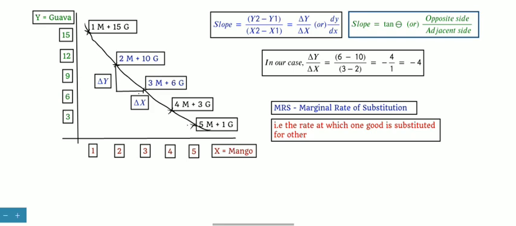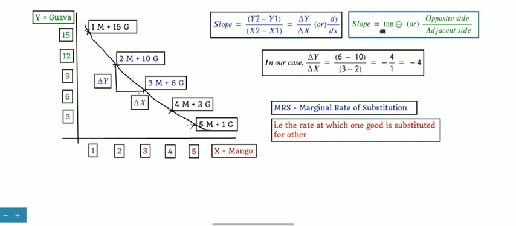So slope is found by the formula y2 minus y1 divided by x2 minus x1. We can write it as change in y. That is y2 minus y1 means change in y. And x2 minus x1 is change in x, that is represented as delta y by delta x here. Or we can simply call them as dy by dx.